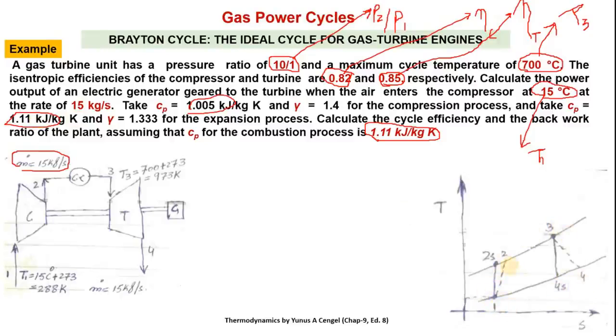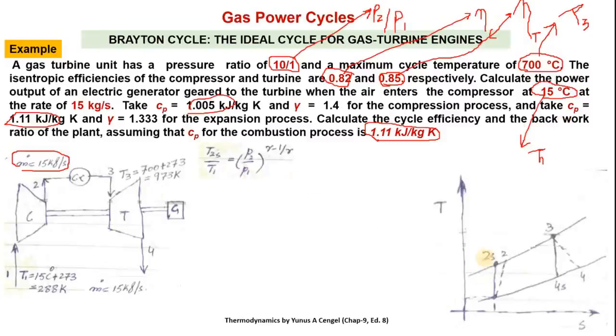And for the actual points, because here isentropic efficiencies of compressor and turbine are given, we have to calculate actual T2 and actual T4 and so on. So T1 and T3 are given, so we need to calculate T2 and T4, and then we can calculate the efficiency of this power plant or the back work ratio.